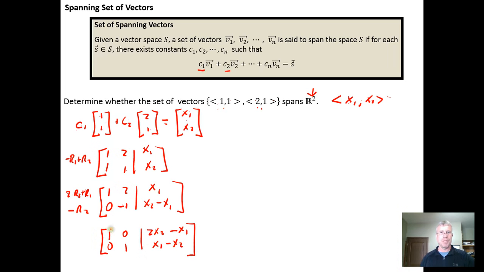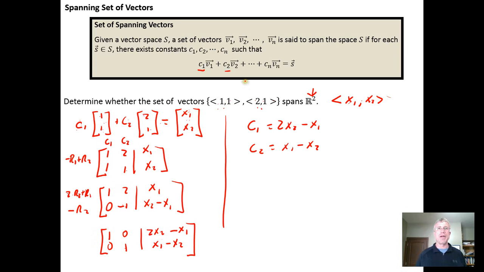So we can see immediately, we recognize this is the c sub 1 column, this is the c sub 2 column. So indeed, we're able to find that if we let c sub 1 equal 2 times x sub 2 minus x sub 1, and c sub 2 equal x sub 1 minus x sub 2, we'll be able to write any (x sub 1, x sub 2) as a linear combination of (1, 1) and (2, 1). So it is the case that these two vectors span the vector space that we have.